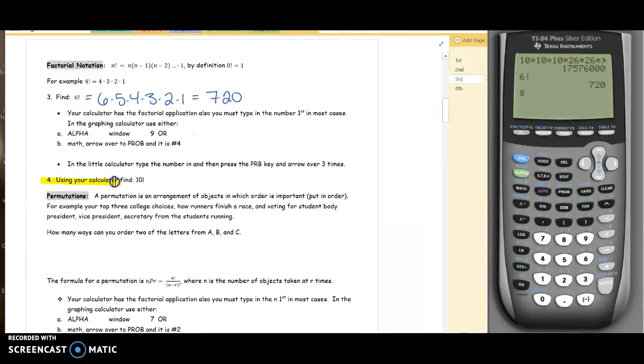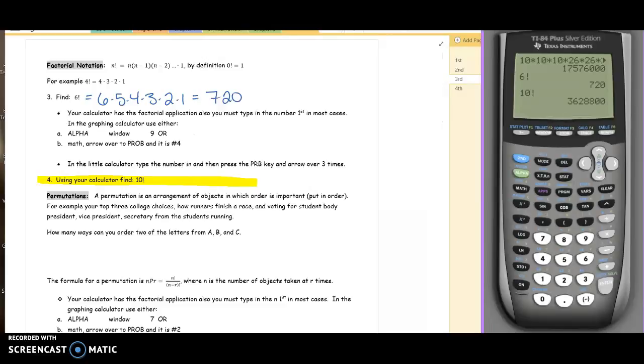So find the factorial feature on your calculator, and on your own, please find 10 factorial. It's 3,628,800. Okay, and factorials lead us directly into permutations because permutations use a portion of a factorial.